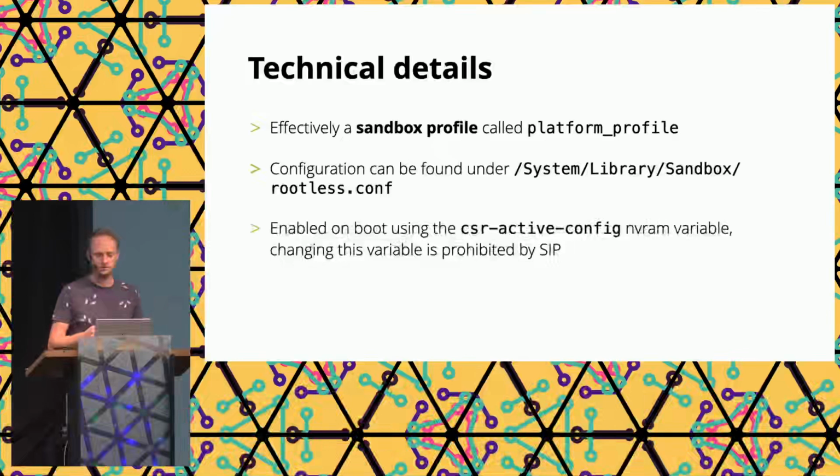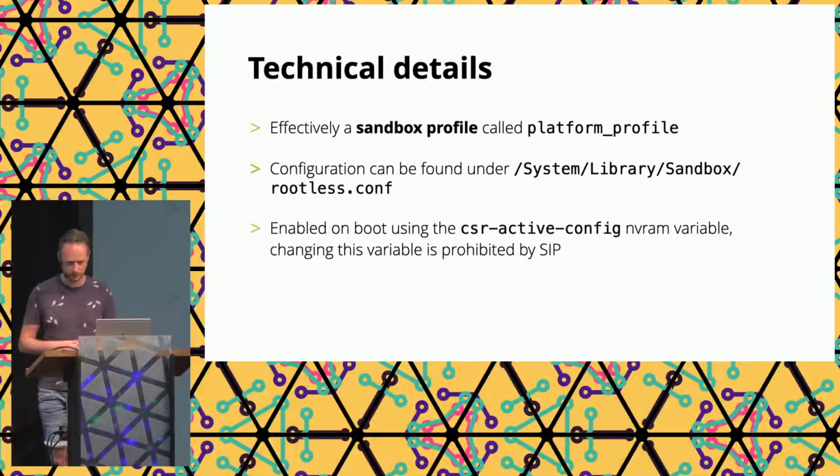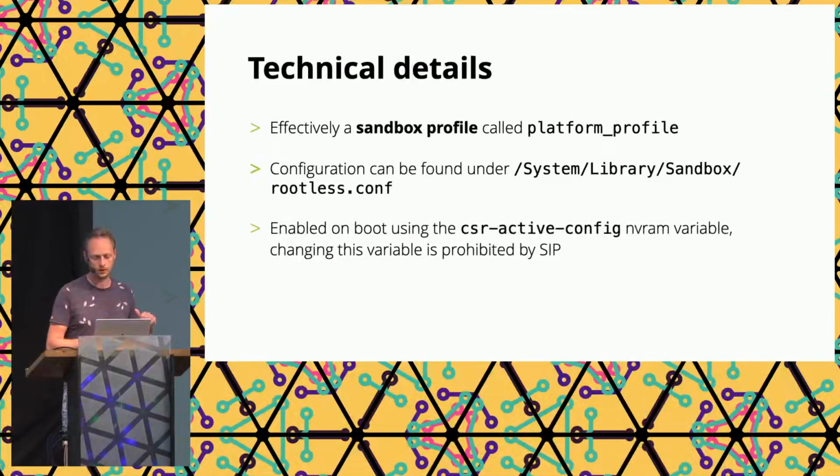Actually, SIP is just a sandbox profile, which is called the platform profile. The configuration can be found on your system. And it's enabled on boot using an NVRAM variable. So you can disable rootless SIP by just changing that variable. However, changing that variable is protected by SIP as well. So you will need to boot into another operating system, or an operating system that will allow you to disable this, for example the macOS recovery installation.